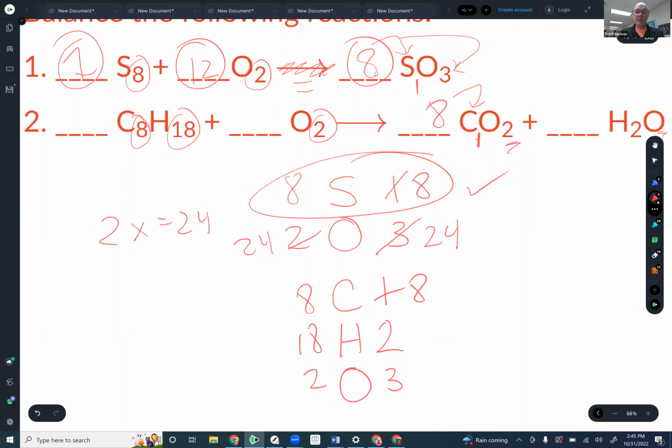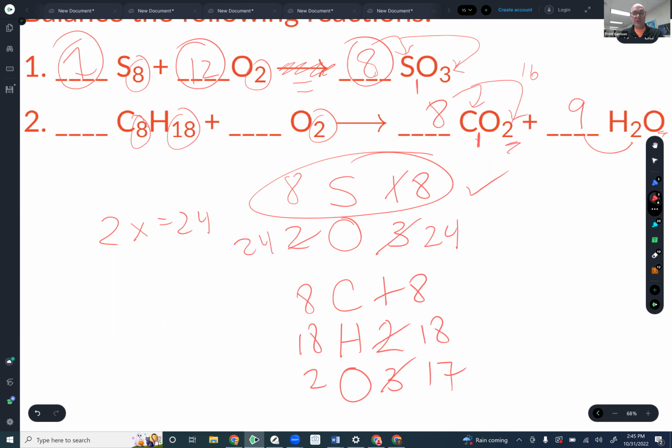That changed my carbons to balance, but it also changed my number of oxygens. So I have 16 oxygens plus this 1 out here. I now have 17. I didn't do anything to solve the oxygens, so we'll hold on to that. We'll come back to it. Now let's deal with the hydrogens. I have 18 on the left. I need to multiply by 9 to give it a total of 18 on the right.